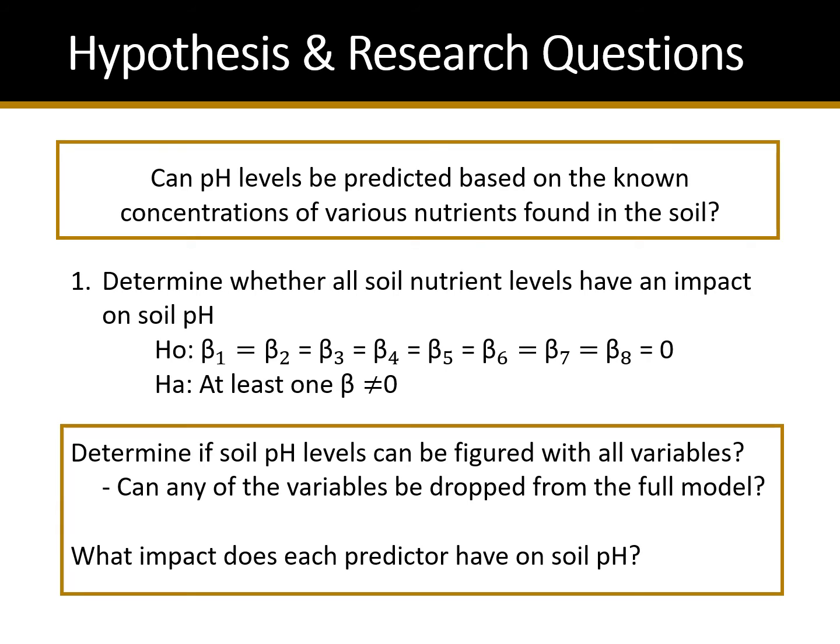This theory can be tested by setting all beta values equal to 0. Therefore, we'll know that at least one of the betas has a significant impact on the linear regression if the p-value is less than 0.05.